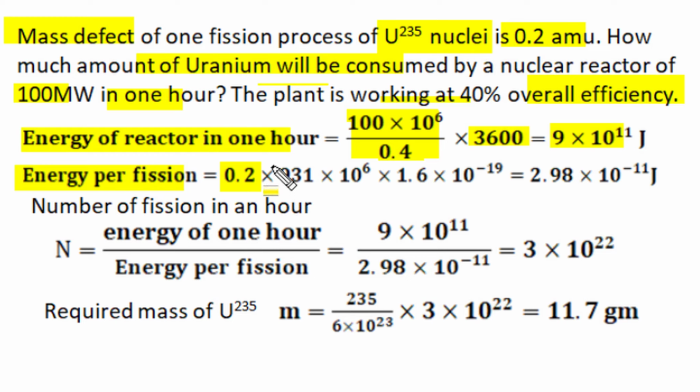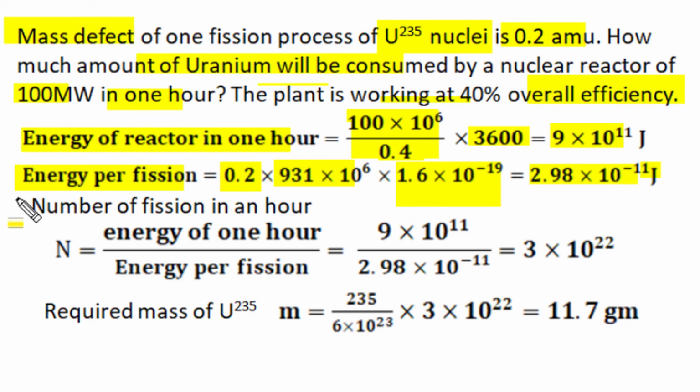equal to 931 million electron volt. 1 eV can be converted into joule by multiplication of the electronic charge 1.6 into 10 to the power minus 19, and one fission process will produce 2.98 into 10 to the power minus 11 joule energy.